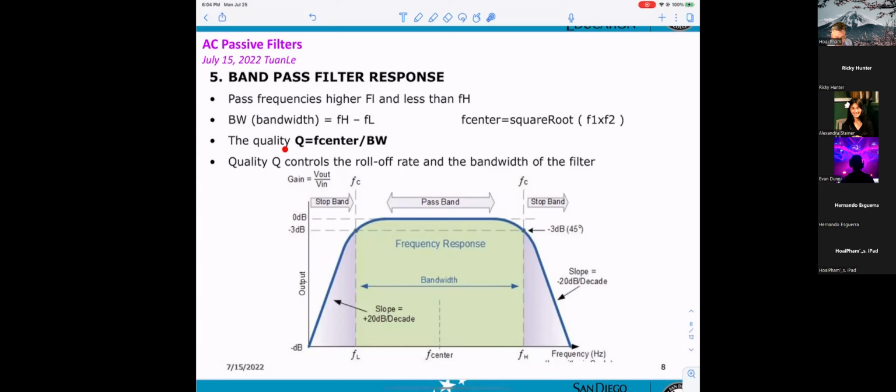The quality Q equals F center right here, divided by the bandwidth. Quality Q just tells you how good your band pass filter is working. Okay? So you can see they display everything here. Stop it, and it will be pass band.